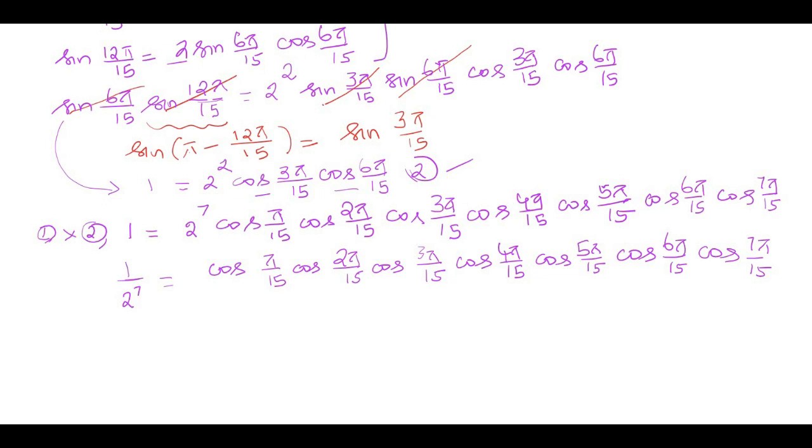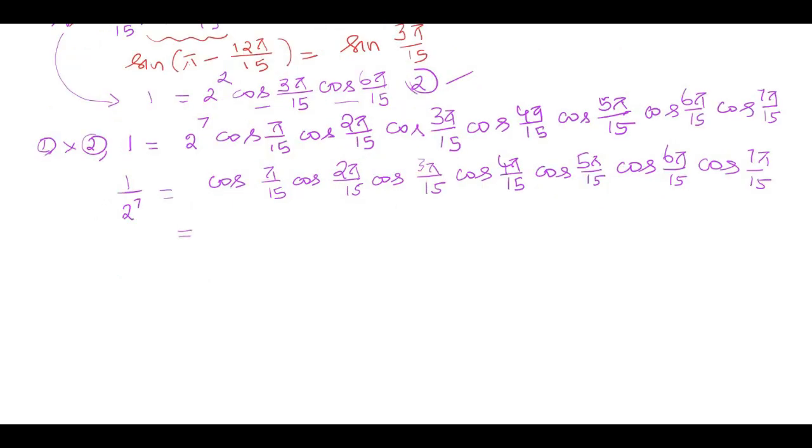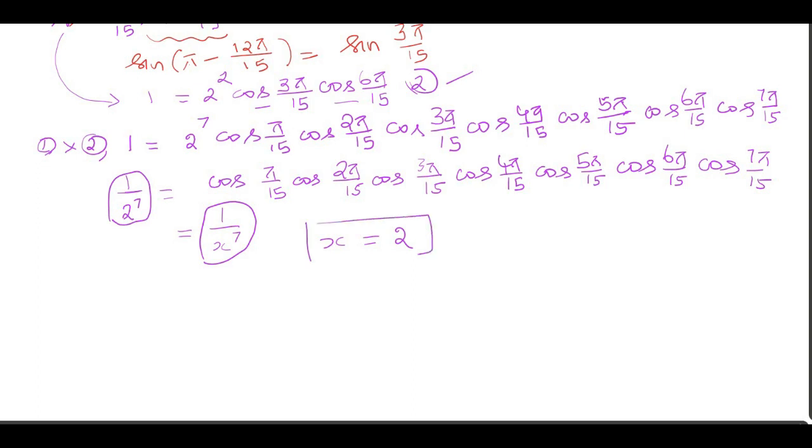But it is given in the question that this is equal to 1 by x to the power of 7. So 1 by 2 power 7 here, given that is equal to 1 by x power 7. Obviously, we have x is equal to 2, which is the integer value of x.